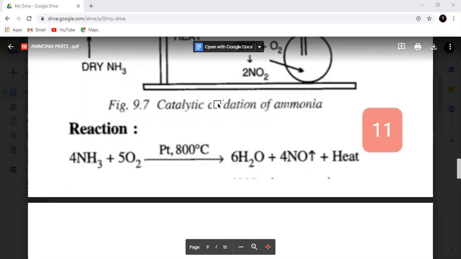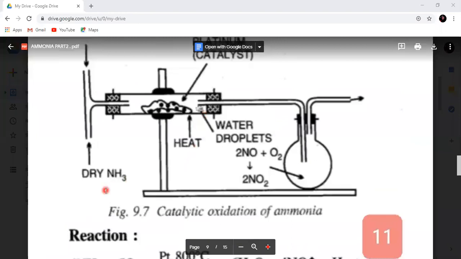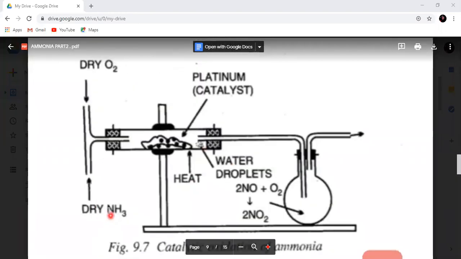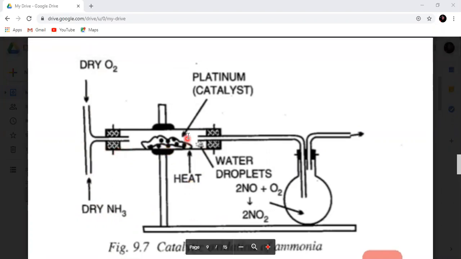How is the process going on? Let's check the setup. From one side, dry ammonia, and from the other side, oxygen is entered, with platinum as a catalyst. As it goes on, the reaction starts. With the starting of the reaction, you are seeing the water droplets.